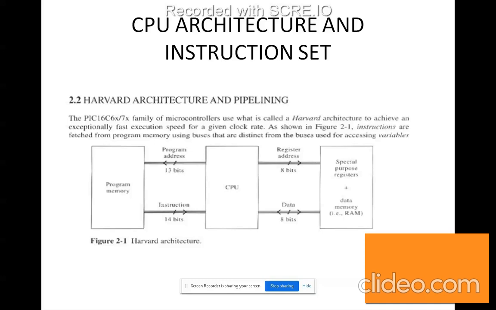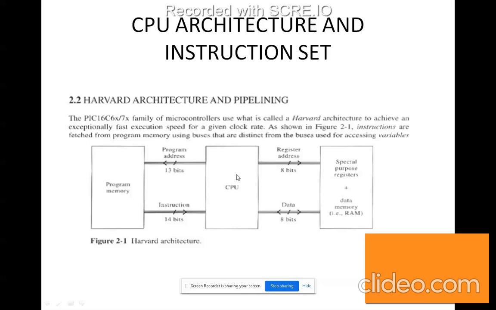Here, instructions are fetched from program memory using buses that are distinct from the buses used for accessing variables. So we use a bus for fetching from the program memory device. What are we going to fetch? The instruction. To fetch the instruction, we use the bus from the program memory. That is represented in the diagram. This is your Harvard architecture.